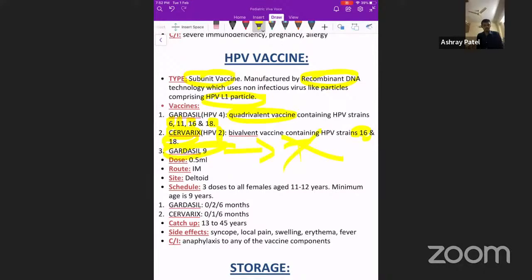What is the dosage? 0.5 ml. How is it given? Intramuscular to the deltoid region. Okay, what is the schedule? Between 11 to 12 years, it is recommended to be given.